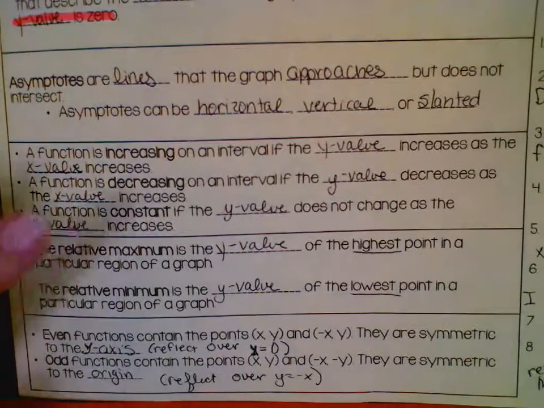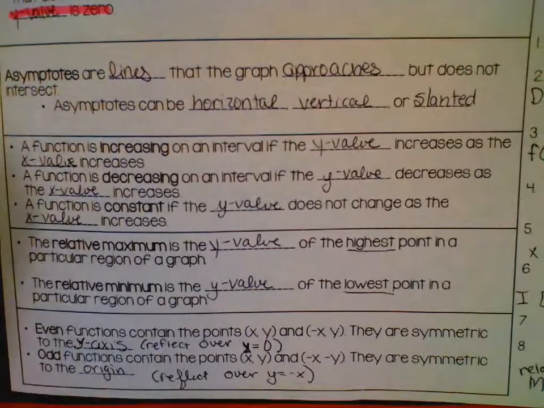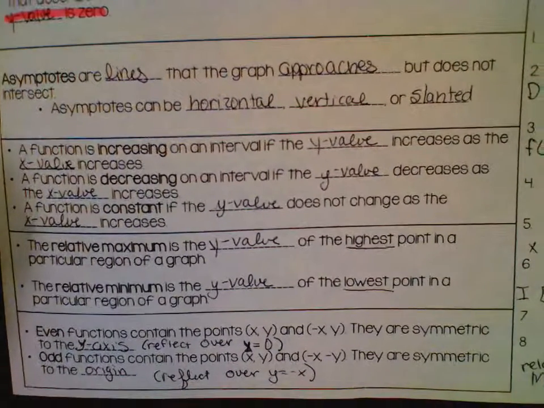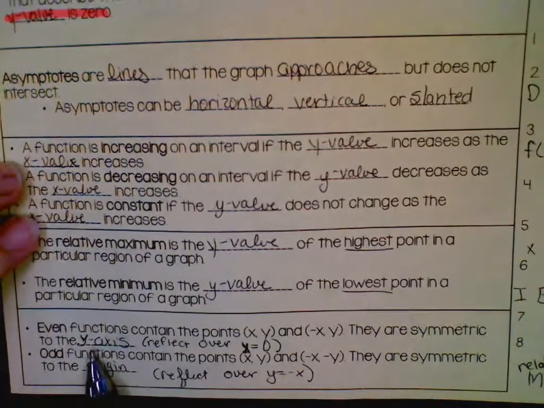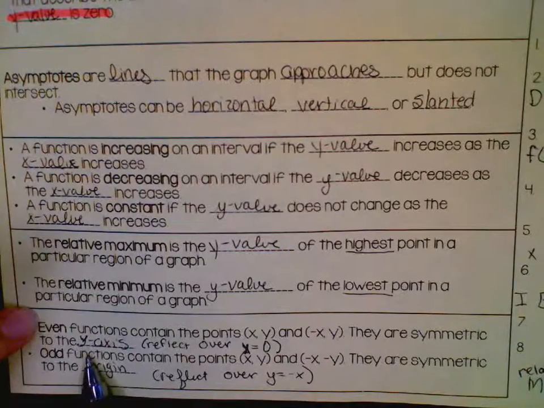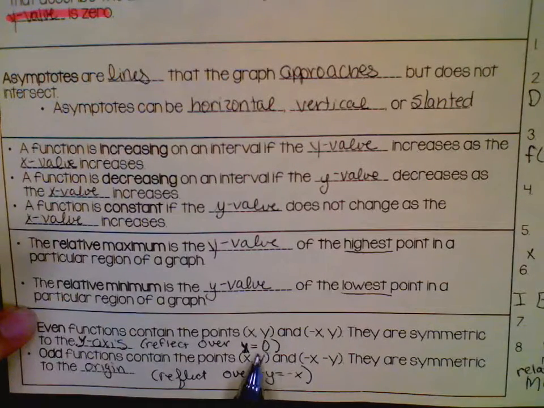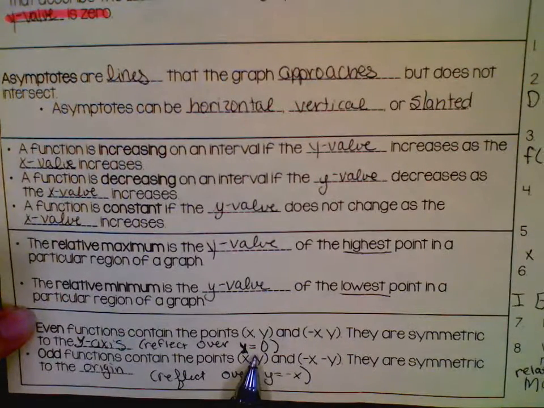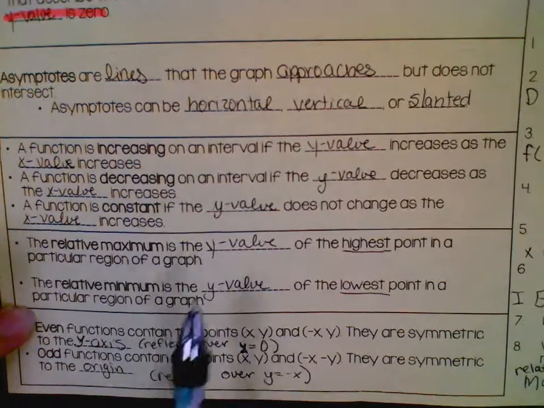Okay, and then the last one is even or odd functions, and what those are is it talks about if it's symmetric. So if it can be mirrored or symmetric to the y-axis, it's even. So it means it's like reflecting over y equals 0. So like a parabola, y equals x squared, would be an even function because it's reflected over the y-axis.